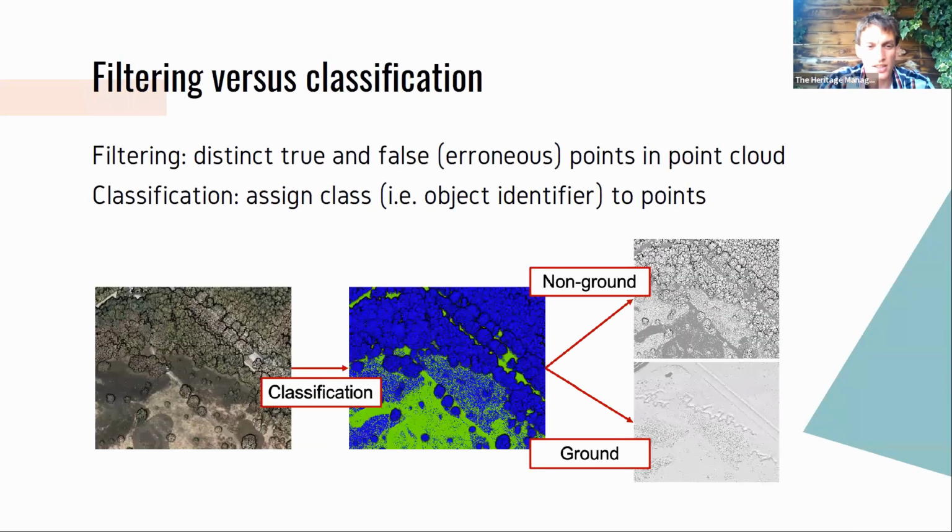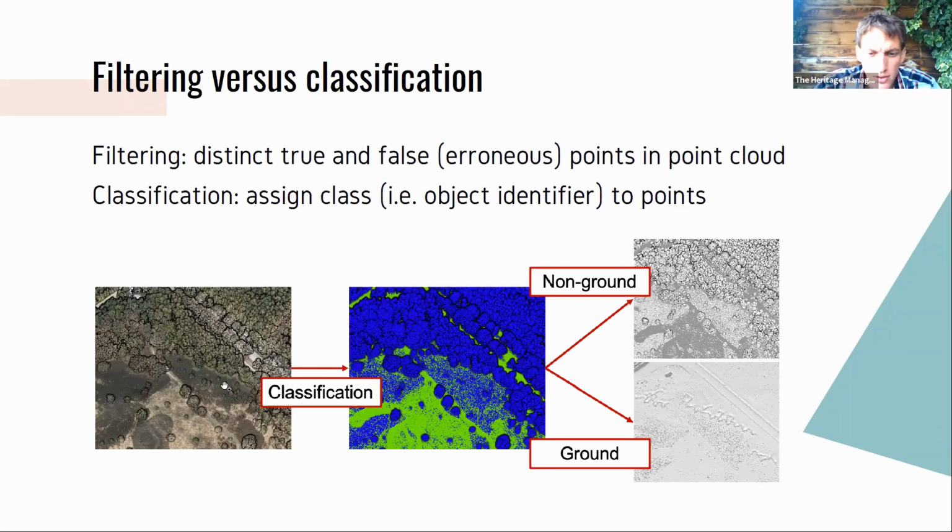Another thing that I would like to stress is the distinction between filtering versus classification. When speaking about filtering, we're actually making the distinction between true points and false or erroneous points in our point clouds. So the noise, the moving objects, the artifacts, these are considered noise. They do not contribute to the point cloud and to our research question that we are asking. Whereas when working with classification, we're actually assigning classes, so an object identifier, to points. So for example, here I have this airborne point cloud that I will also show you in a few moments again.